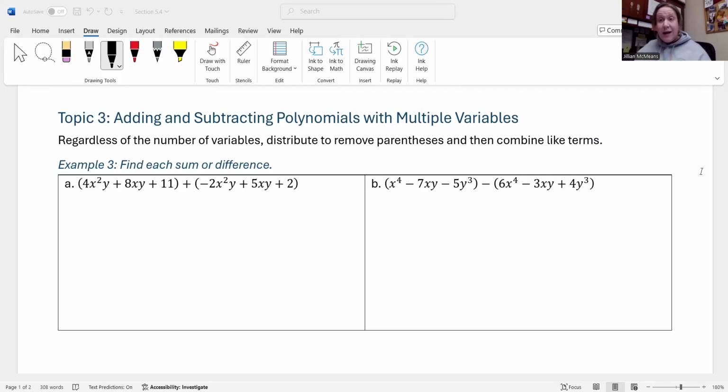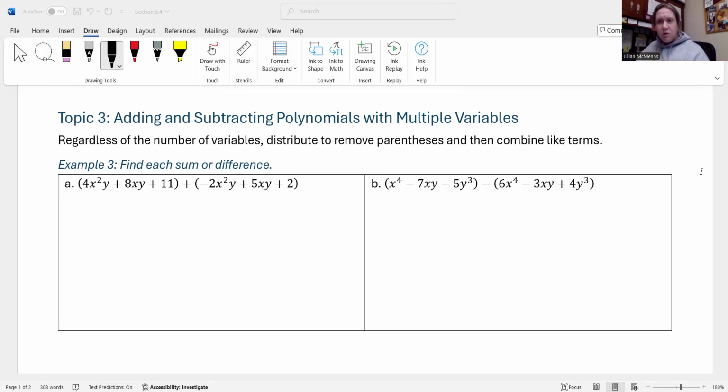So we've already talked about adding and subtracting polynomials. We did that in a different worksheet video. But in this case, we're going to bring back adding and subtracting polynomials, but now we're going to have multiple variables. The process is exactly the same. You just have to be a little more cautious with what is and is not going to be like terms.